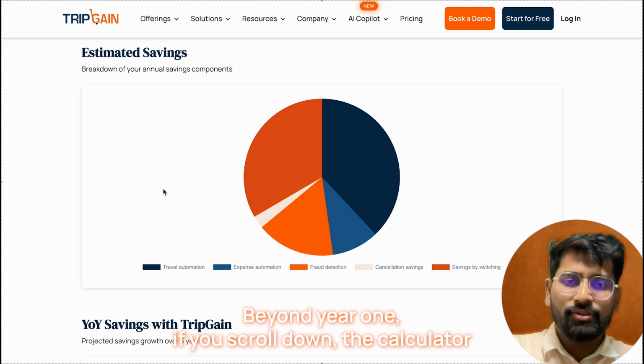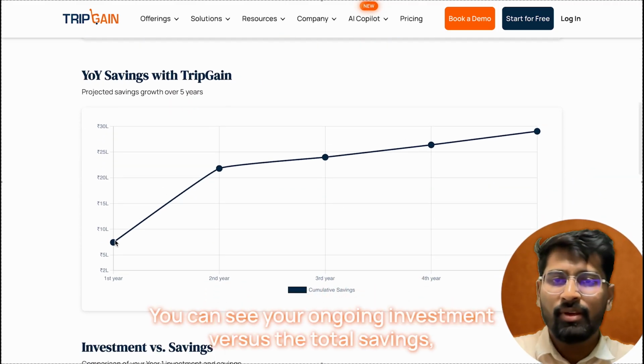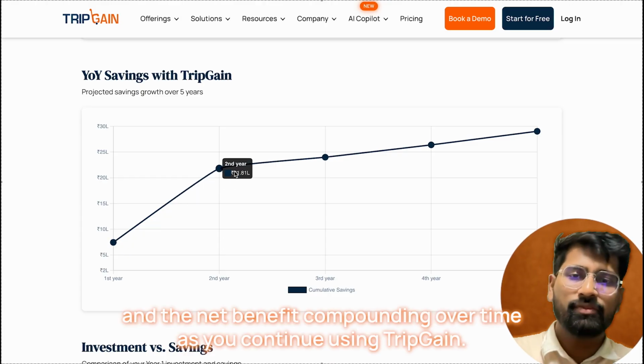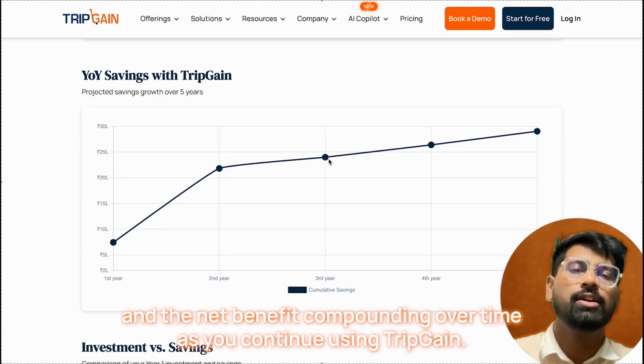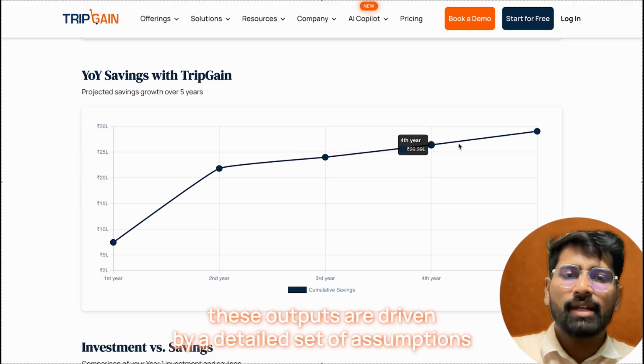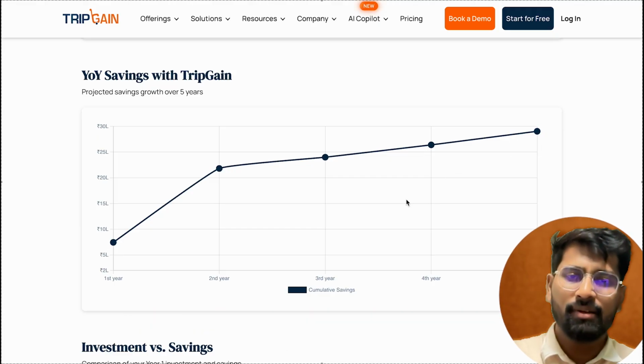Beyond year one, if you scroll down, the calculator also shows you the cumulative year-on-year savings. You can see your ongoing investment versus the total savings and the net benefit compounding over time as you continue using TripGain. All of these outputs are driven by a detailed set of assumptions that sit in the back end of the calculator.